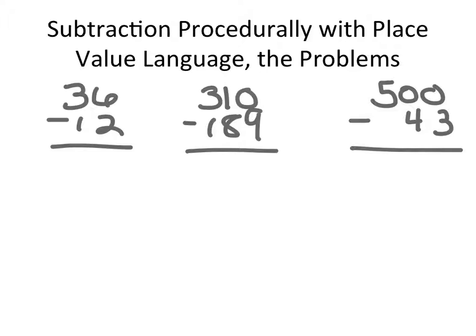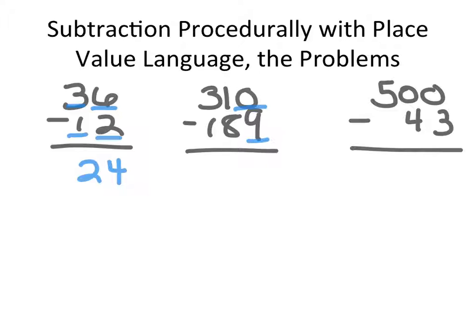Looking at the first problem and thinking about traditional subtraction, we would start with the right. We would say 6 ones take away 2 ones is 4 ones. 3 tens take away 1 ten is 2 tens. My answer is 24. In the next problem, we have no ones take away 9 ones.